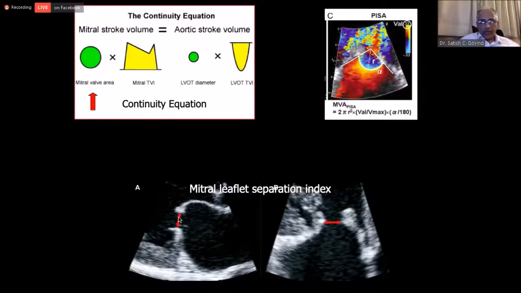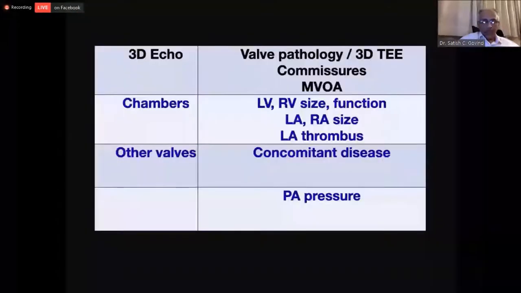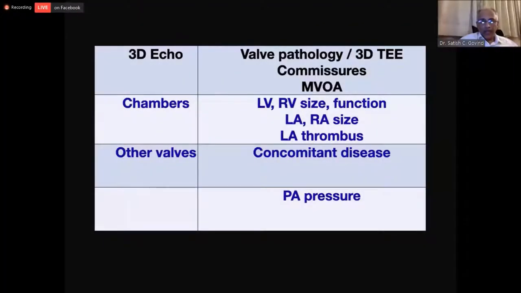So just by a simple measurement in the zoom view, both in the long axis and in the four-chamber view, just the distance between this tells us. It's a very specific test, not very sensitive. So it can tell you whether it is severe or mild. And this is useful, especially in quick scenarios or where your other parameters are ambiguous.